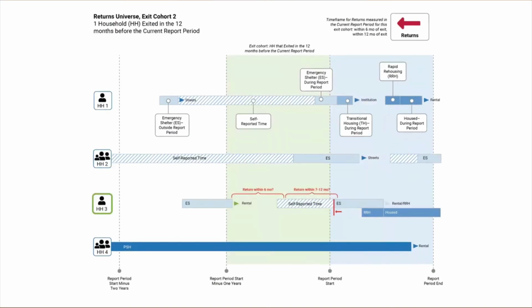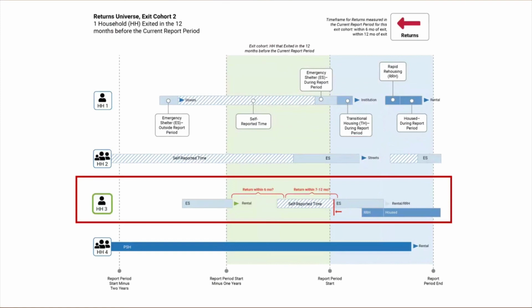Now let's look at exit cohort 2. The universe for this exit cohort includes households with a system exit in the 12 months prior to the current report period, shown as a green shaded area. In this example, only Household 3 has a system exit during this time period.